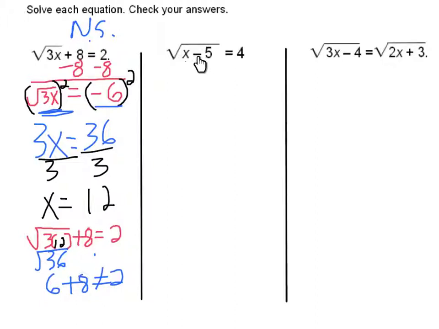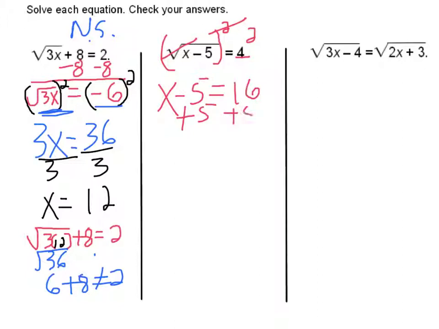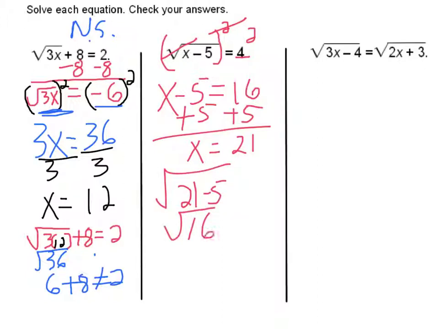All right, on this example, our square root is all by itself, so I can already go straight to the step where I'm going to square both sides. Remember, a square cancels a square root. So this entire binomial, x minus 5, comes out, and it equals 16, which is 4 squared. Now I can quickly add 5 to both sides, and I get x equals 21. We can plug that in. 21 minus 5 is 16, and the square root of 16 equals 4, and that's what they show up above.